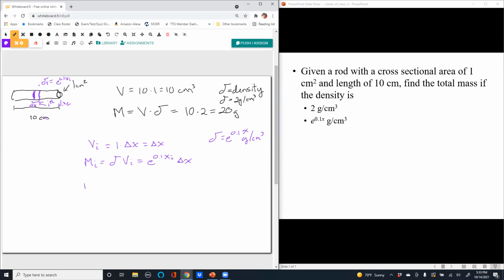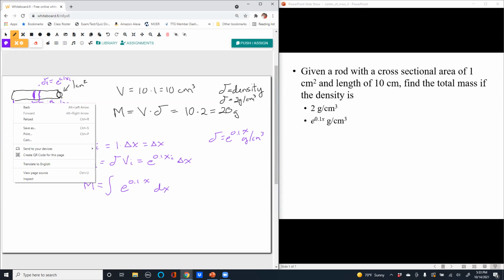Now our goal is to get the total mass. Now remember, we've talked about this before. At this point, we want to check before we go from sub i to continuous. Make sure these variables match. They're both in terms of x. We're good to go. So the total mass, now we're into the continuous case, is the integral of e^0.1 x dx. And then what do you think x is going to vary from and to on our definite interval? What do you think the limits of our definite interval will be? We want to get the mass of the whole rod.